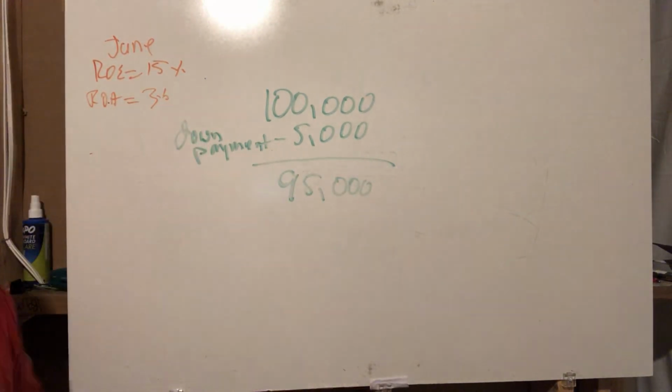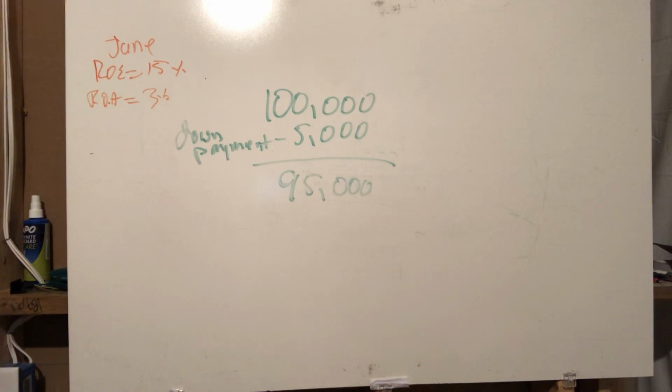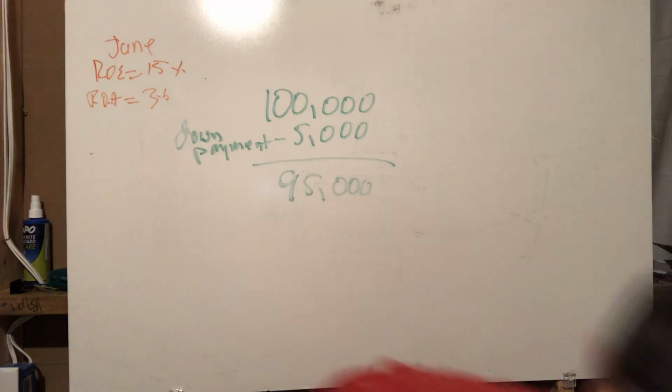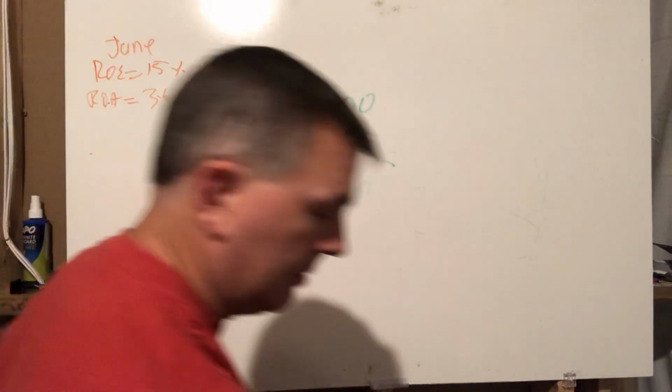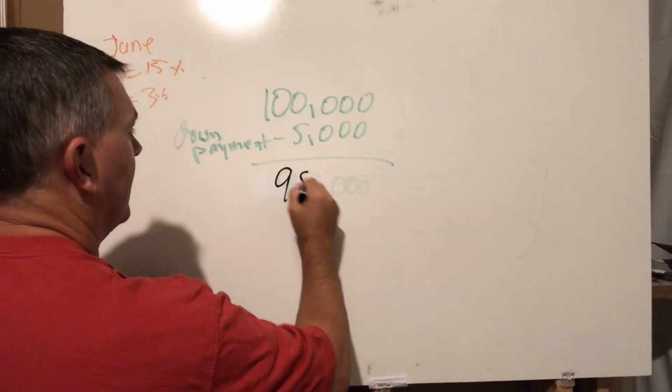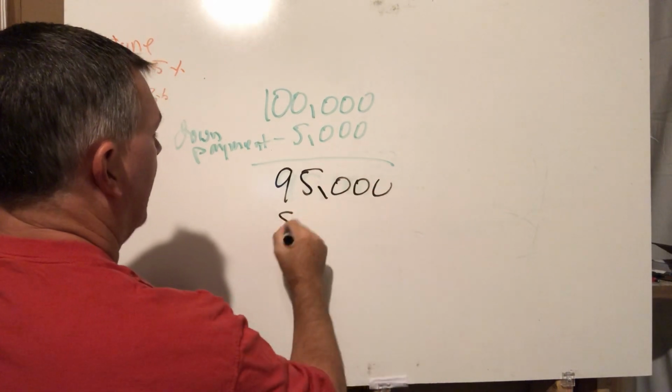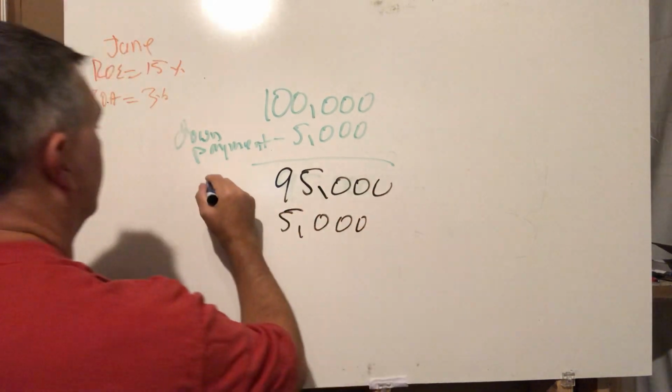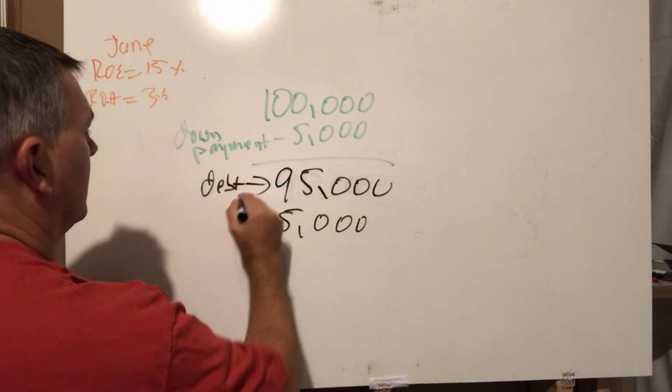It's not very dry. You can see that. All right, let me get a black. Where's this brown? $95,000 of debt and $5,000 of equity. All right, so debt, equity.